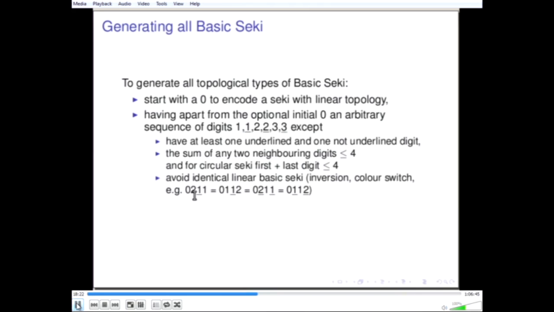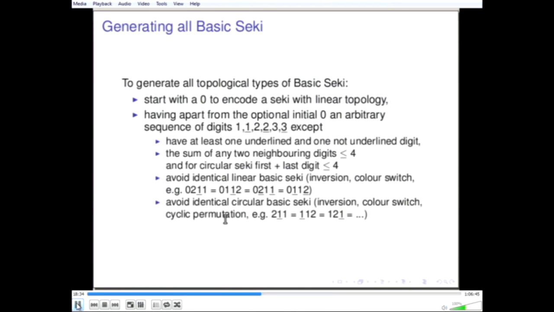To avoid identical Sekis, we would check switching underscore to non-underscore, which corresponds to black-white switches, and also a linear Seki we could start counting from one end or from the other, so reversing the sequence of numbers does also not generate a new Seki. Similarly, with a circular basic Seki, the encoding is unique up to cyclic permutation, so instead of 2, 1 underscore 1, 1 underscore 1, 2, and so on, encode the same Seki.